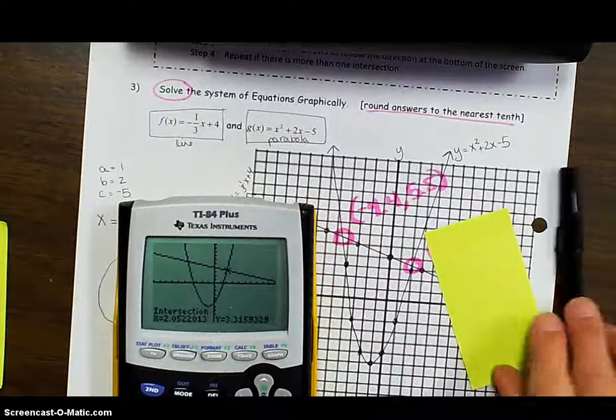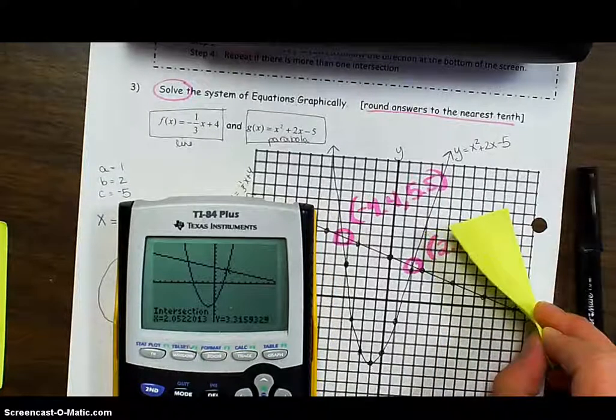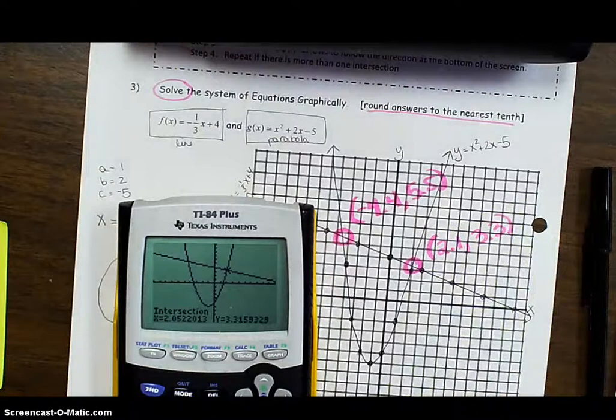All right, let's take a look. Were you able to get 2.1 and 3.3? If you did, very nice job.